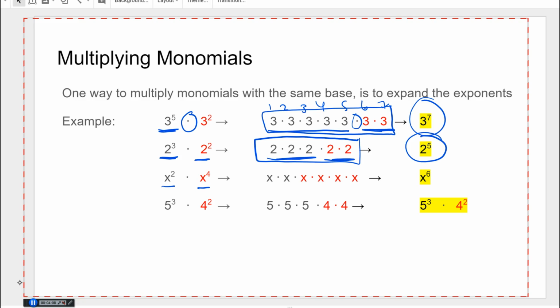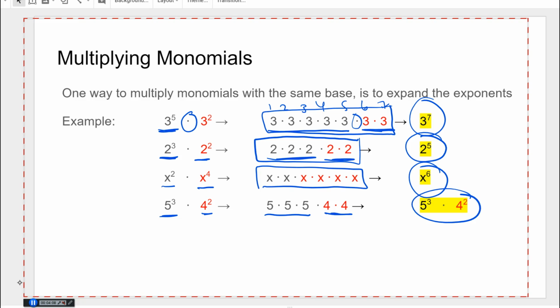X to the 2nd times x to the 4th, expand it out, and then condense it back together, and I get x to the 6th. Now when I expand this out, 5 to the 3rd and 4 to the 2nd, I actually can't condense it anymore because these bases are not alike, so they just stay exactly as they were.